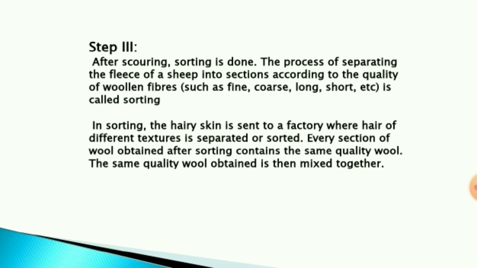The process of separating the fleece of a sheep into sections according to the quality of woolen fibers such as fine, coarse, long, short, etc. is called sorting. In sorting, the hair skin is sent to a factory. When hair of different textures is separated or sorted, every section of wool obtained after sorting contains the same quality wool. The same quality wool obtained is then mixed together.